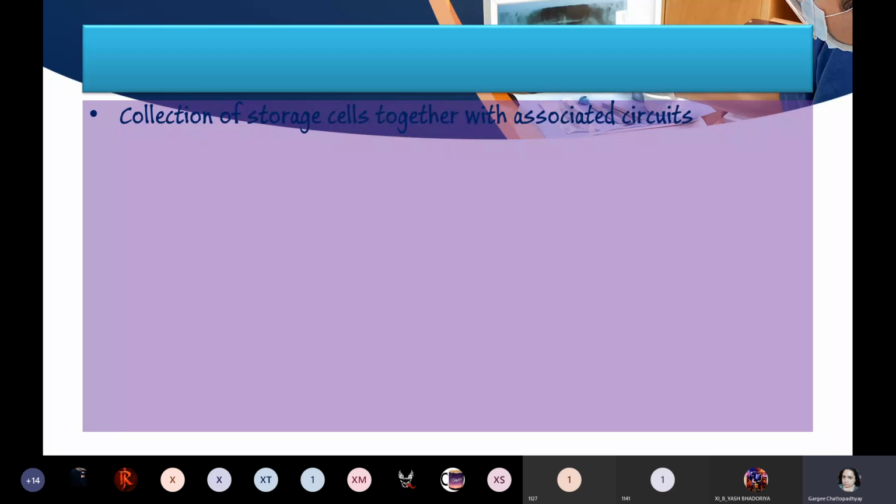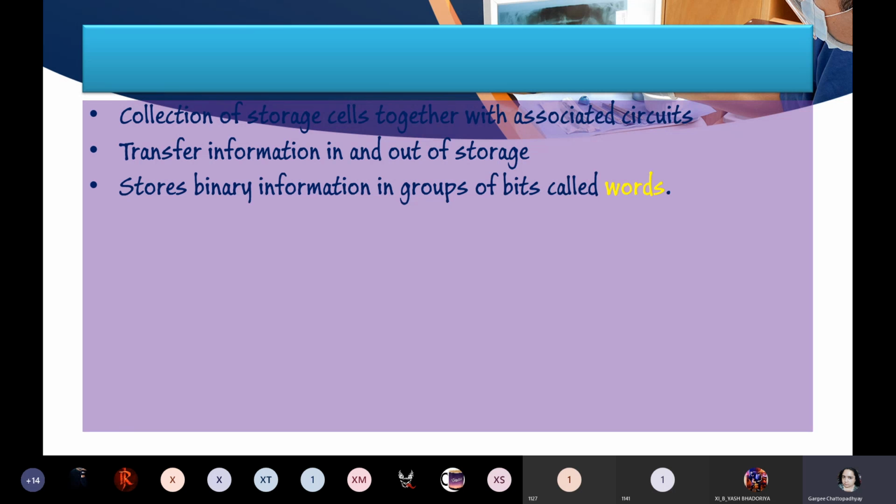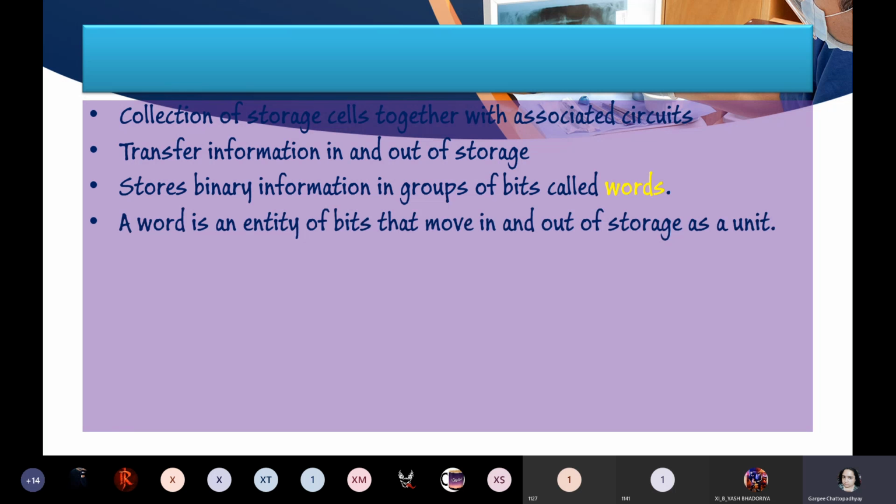Collection of storage cells together with associated circuits, transfer information in and out of storage, stores binary information in the group of bits called words. So binary information is stored in the form of a group of bits known as words. A word is an entity of bits that move in and out of storage as a unit. Please make a note of this point, everyone. These 2 points.